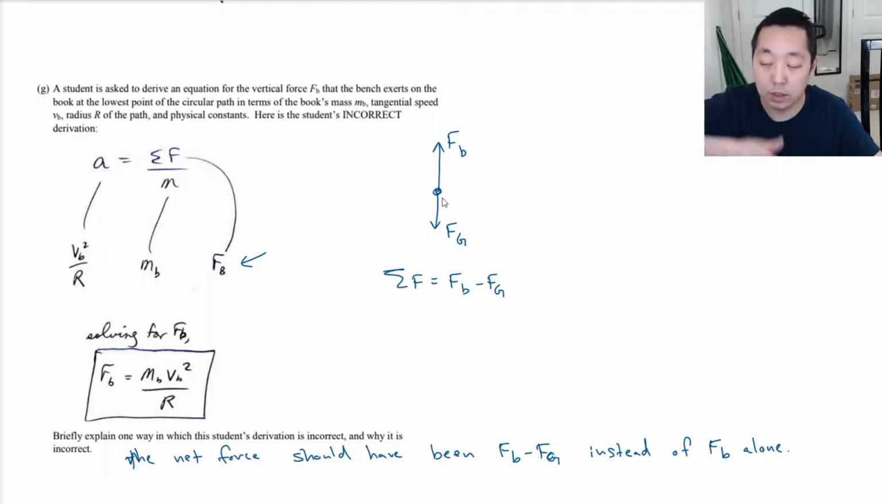There's the upward force and downward force. Why do I do FB minus FG instead of FG minus FB? It's because the acceleration was upward, towards the center, so we make that our positive direction when we do v squared over r, because v squared over r is a positive quantity. So you need your sum of forces to be a positive quantity also, and thus the direction of the net acceleration must be positive.